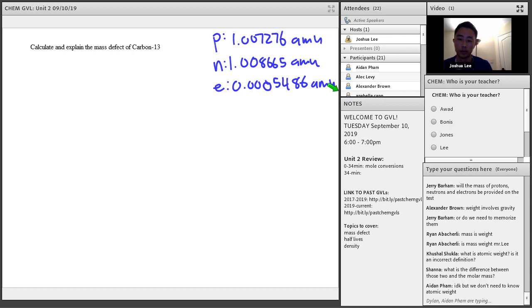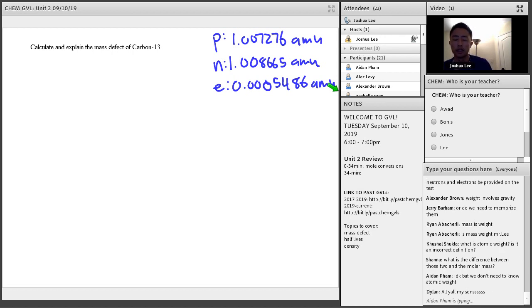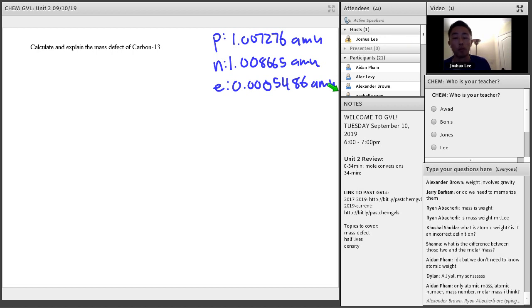What's the difference between those two and the molar mass? Atomic mass, atomic weight. Atomic mass and weight are typically thrown around interchangeably. And then molar mass, similar thing, it's just per mole of a substance.